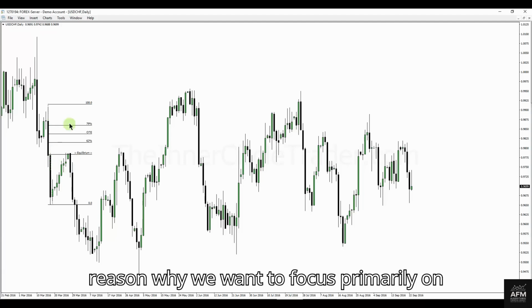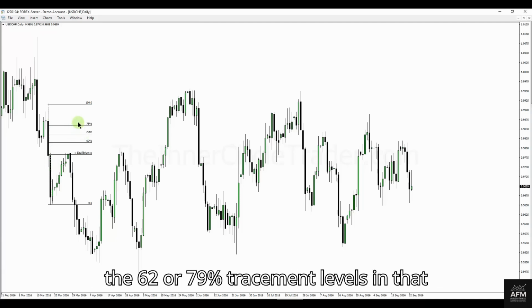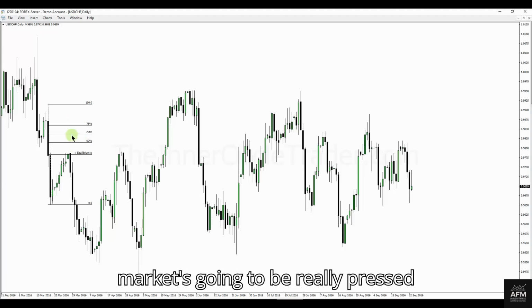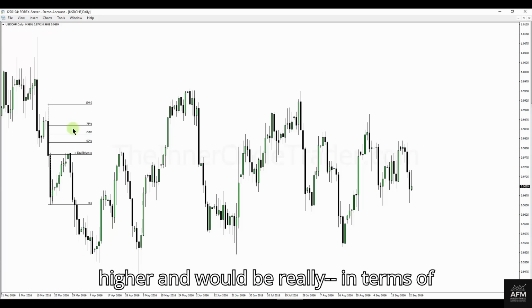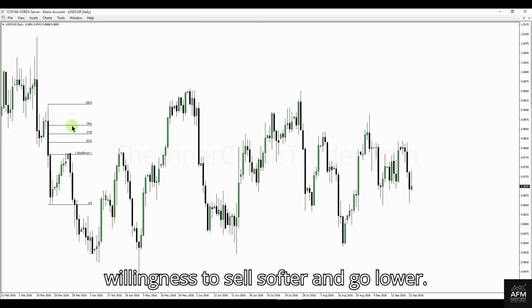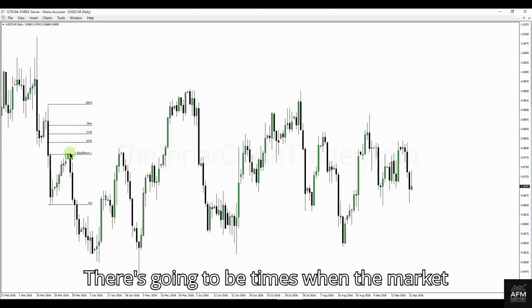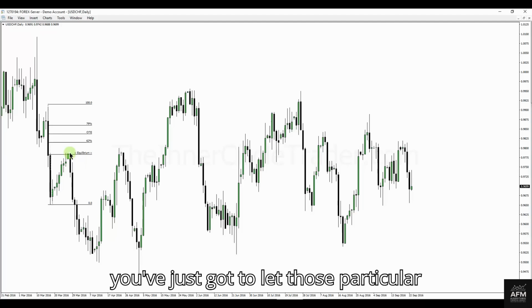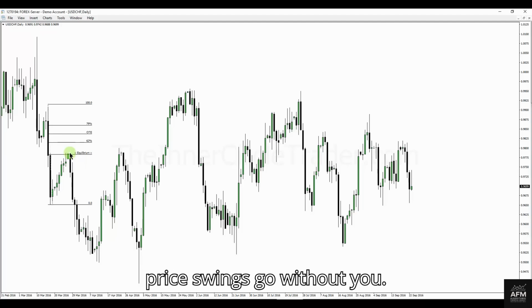The reason why we want to focus primarily on the 62 or 79% retracement levels in that range to be selling short is because the market's going to be really pressed higher and would be, in terms of overbought and oversold, very overbought, and it would be expecting a willingness to sell softer and go lower. There's going to be times when the market does not give that scenario to you, and you just got to let those particular price swings go without you.